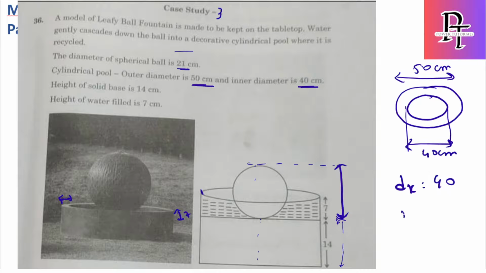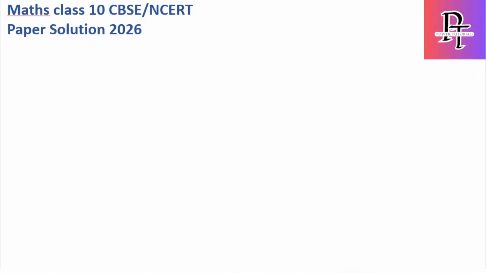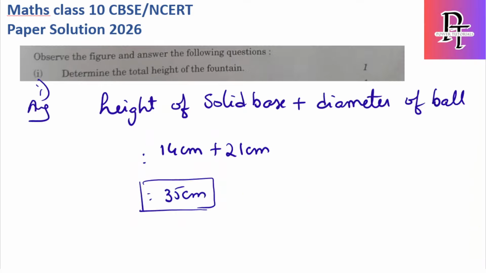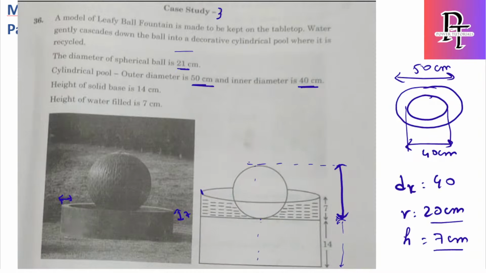So diameter of cylinder is 40. So radius is 40 by 2, which is 20 centimeters. So we have 20 centimeters. What about height? Height is provided here. H of the cylinder is 7 centimeters. So substitute here. Pi r square h. So I'll write 22 by 7. R of the cylinder is 20.